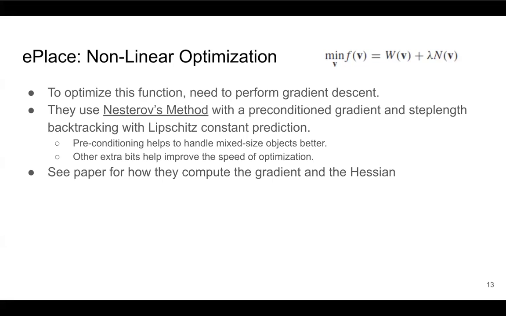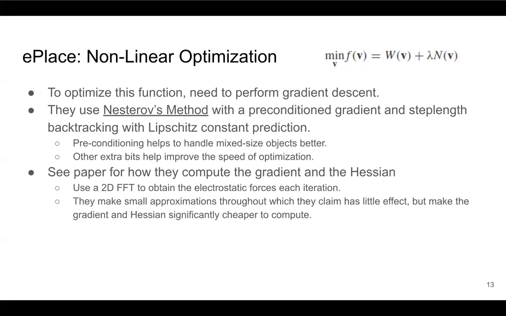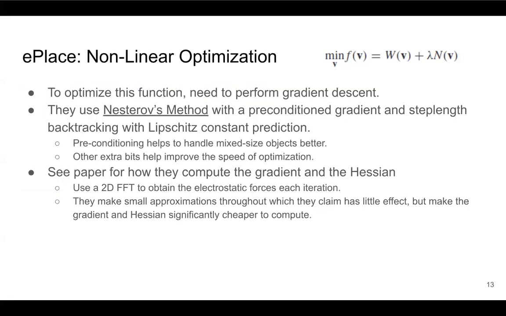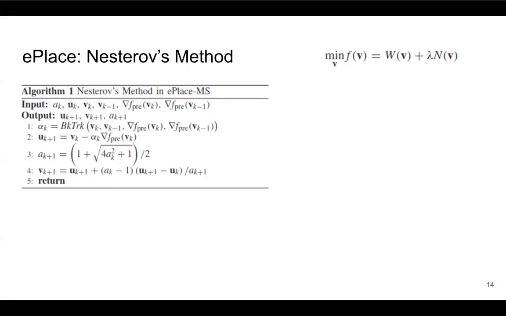And so see the paper for how they compute the gradient and the Hessian, but they use a 2D FFT to obtain the electrostatic forces each iteration. And they make small approximations throughout, which they claim have little effect, but make the gradient and Hessian significantly cheaper to compute. And that's really important. Remember, we're not just trying to be accurate. We really want to be efficient here. So this is clear. I'm going to step through the algorithm for Nesterov's method, but this is how we optimize this equation.